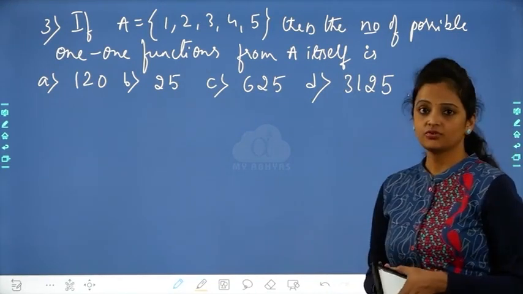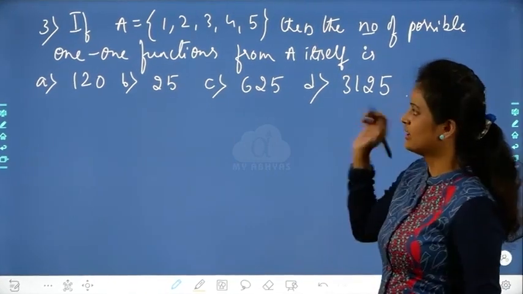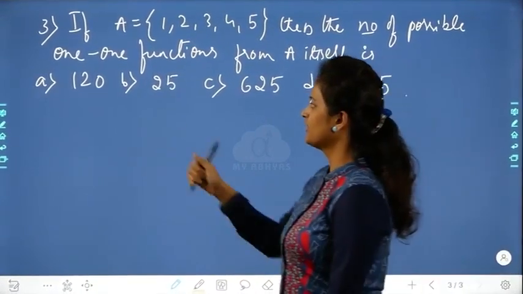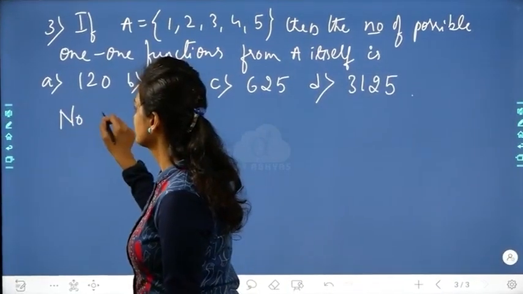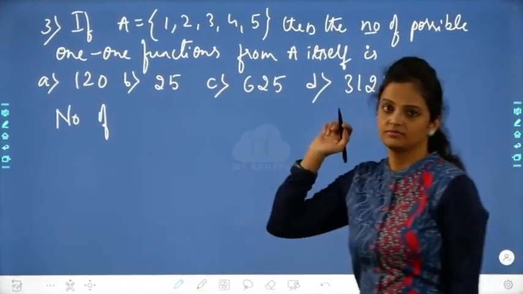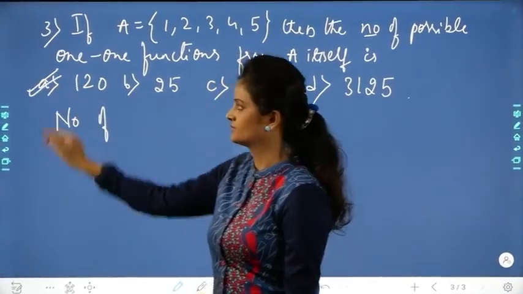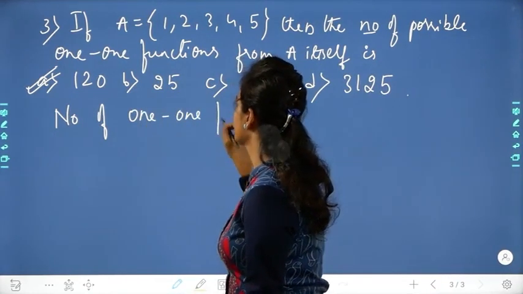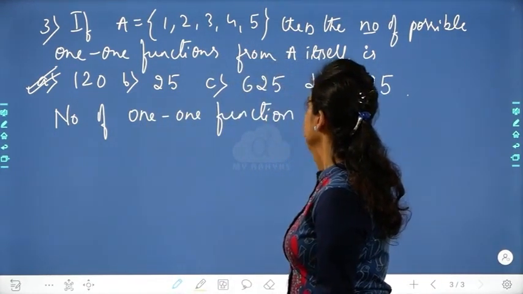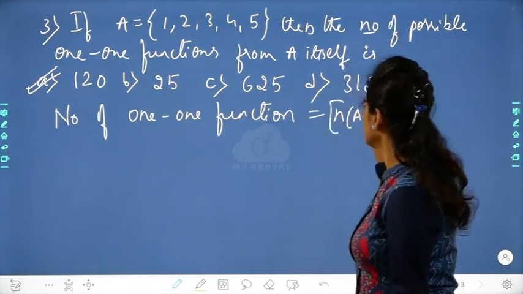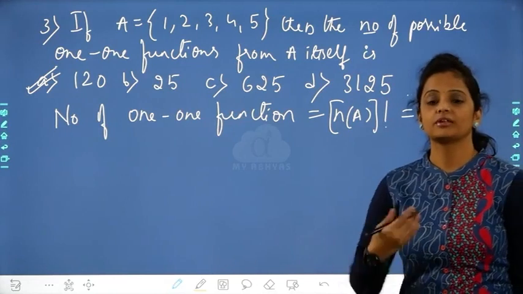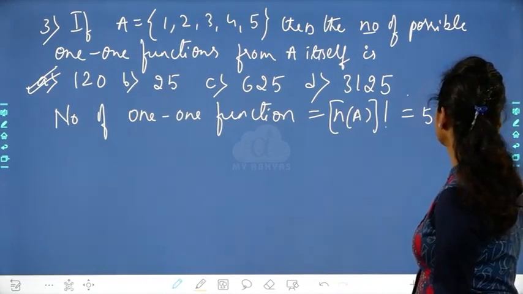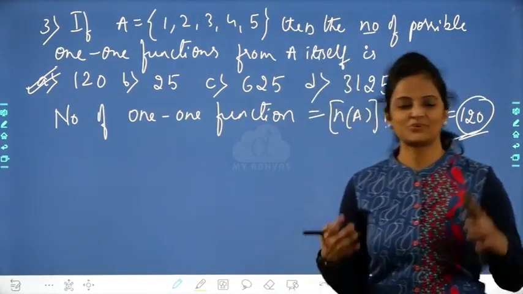A is 1, 2, 3, 4, 5. Okay. So the number of one-one functions, that is actually n of A factorial you have to get. So n of A factorial means how much do you get here? 5. So 5 factorial, that is the answer, 120. Correct? So the number of one-one functions is nothing but n of A factorial. What is n of A? Number of elements present in A, that is 5. 5 factorial I have to take. 5 factorial is 120.